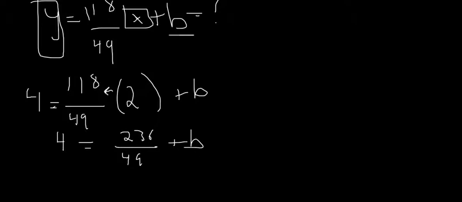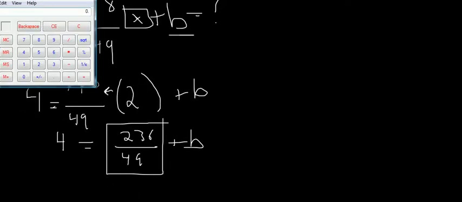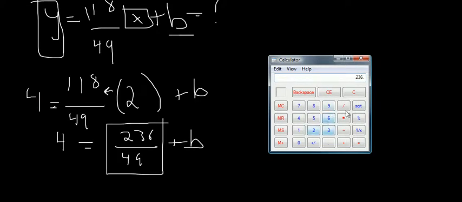Now let's ask a question: can this be reduced? I'm pretty sure it can be reduced. So let's see. 236 divided by 3? Nope. How about 7? 236 divided by 7? Nope. And what else is there? Well, that's about it, I think.